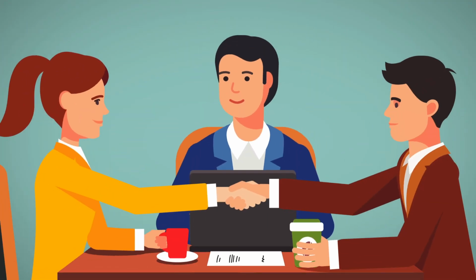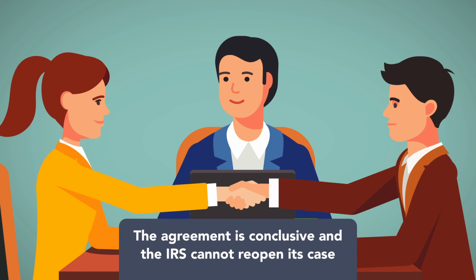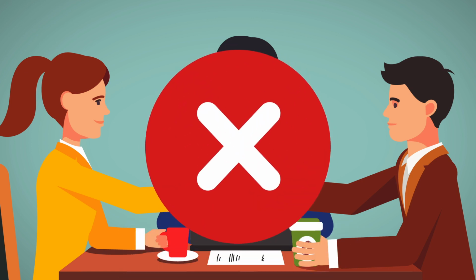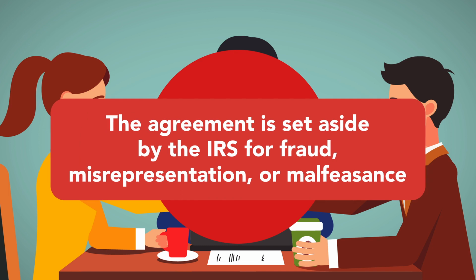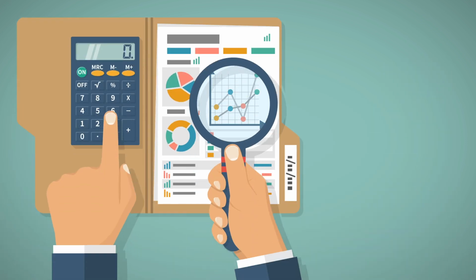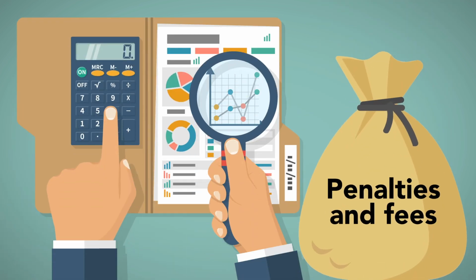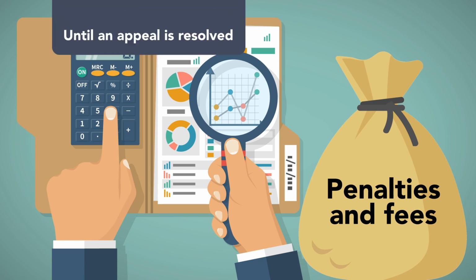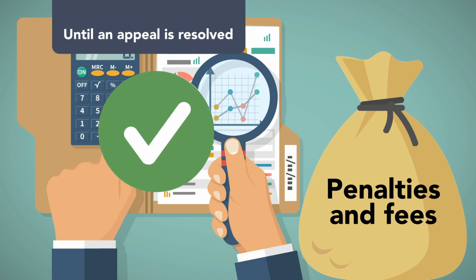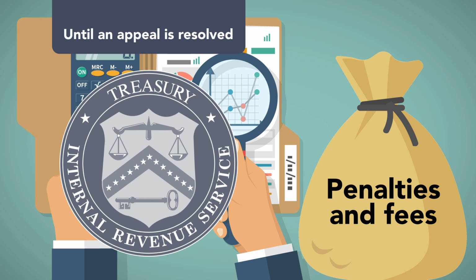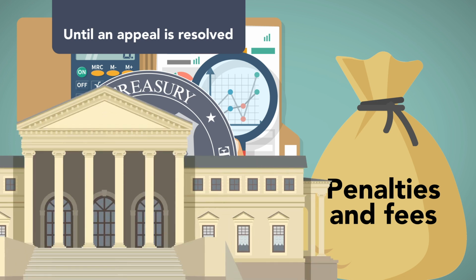Where a final agreement is reached, the agreement is conclusive, and the IRS cannot reopen its case against the entity on the same matter. Where no agreement is reached, or the agreement is set aside by the IRS for fraud, misrepresentation, or malfeasance, the case remains open until the entity pays its assessed penalties and fees, or until an appeal is resolved either internally through the IRS Office of Appeals or in federal court.